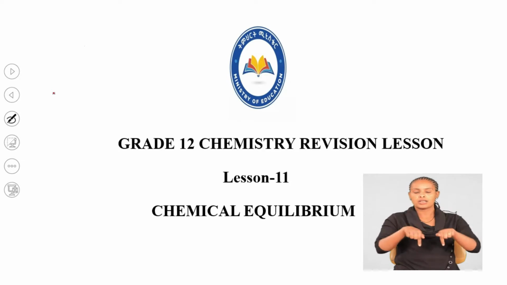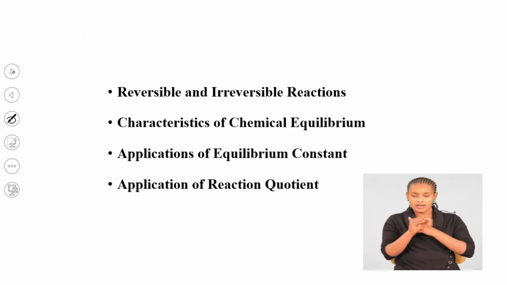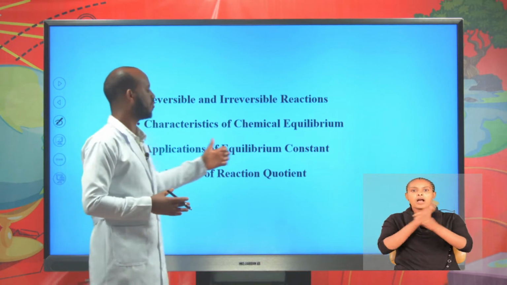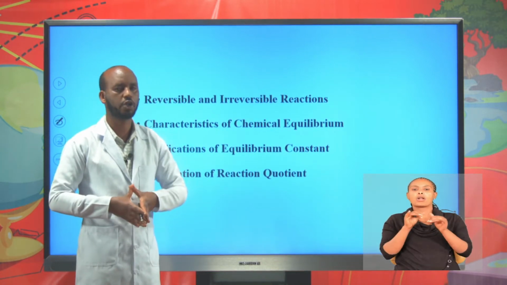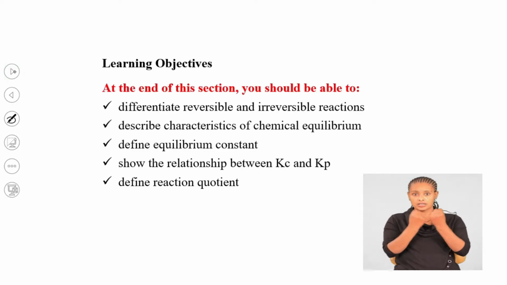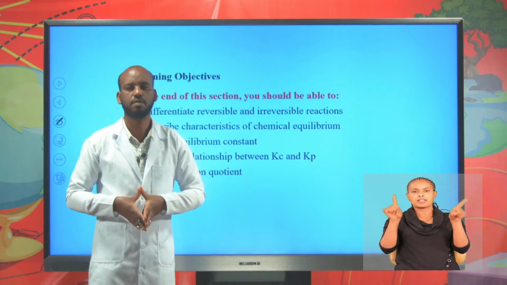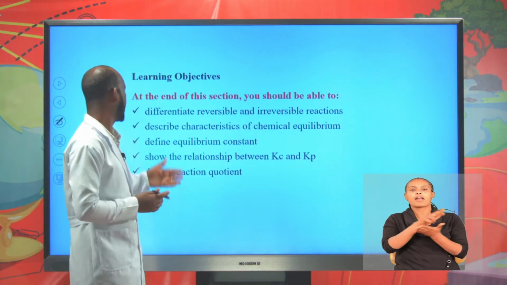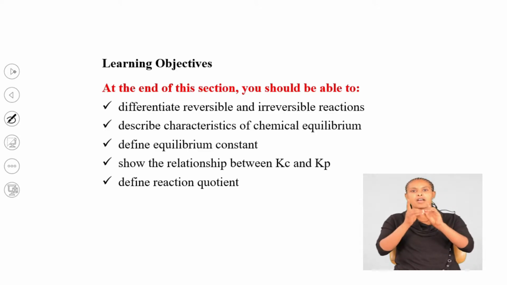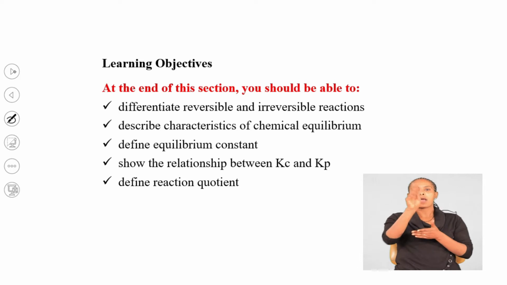In today's lesson, we will learn about reversible and irreversible reactions, characteristics of chemical equilibrium, application of equilibrium constants and reaction quotients. At the end of this section, you should be able to differentiate reversible and irreversible reactions, describe characteristics of chemical equilibrium, define equilibrium constants, show the relationship between Kp and Kc, and define reaction quotients.